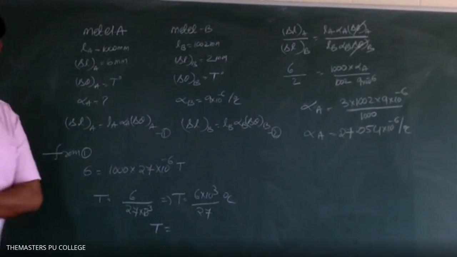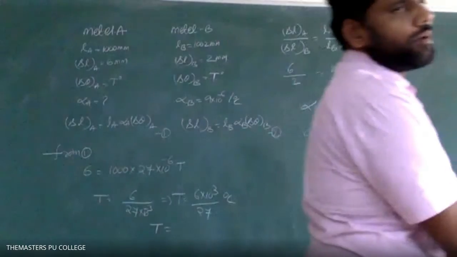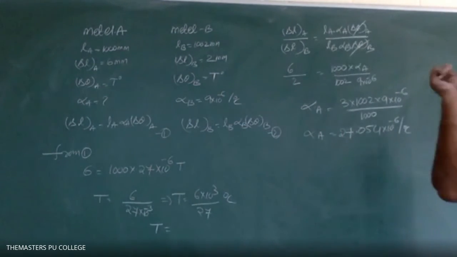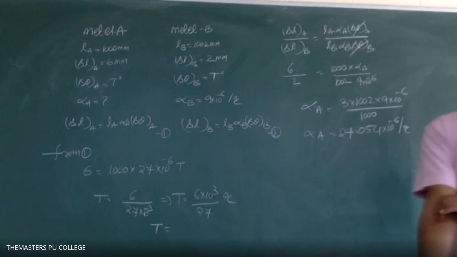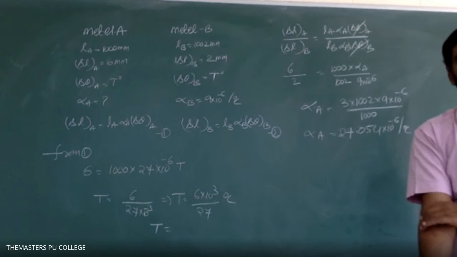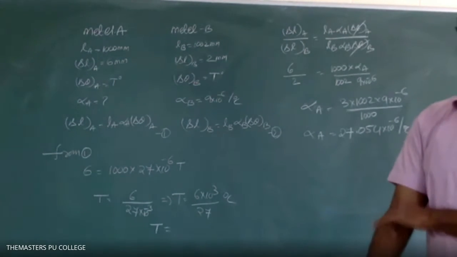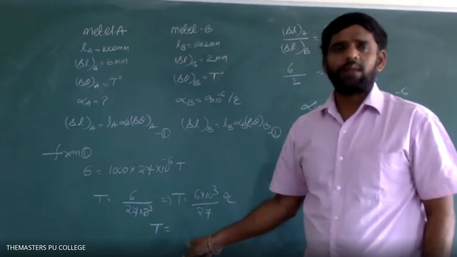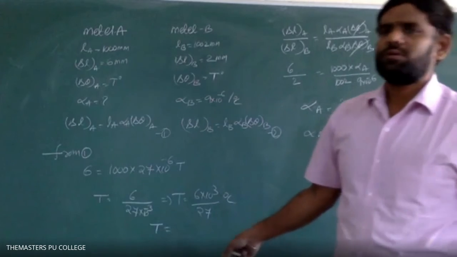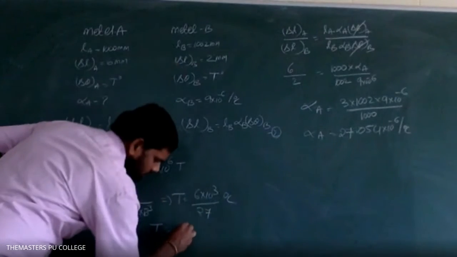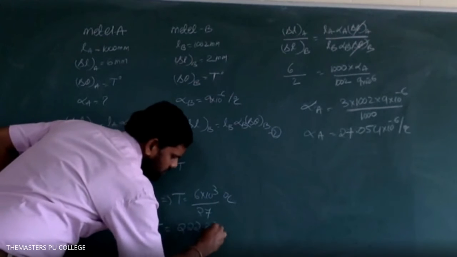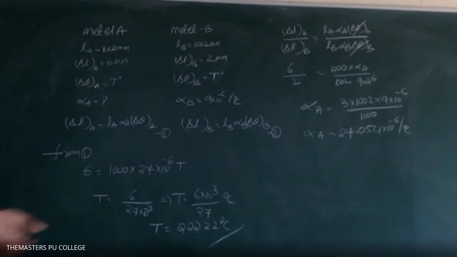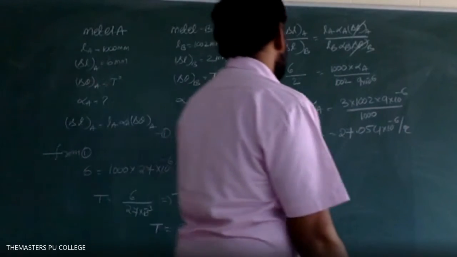How much is it, nearly? Is there an option? 222.22, sir. Check the options once. Fourth option, sir. 222.22, sir. Yeah, correct. That is, students, 222.22 degrees.